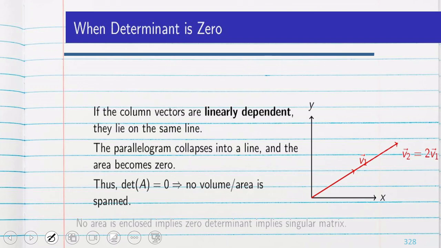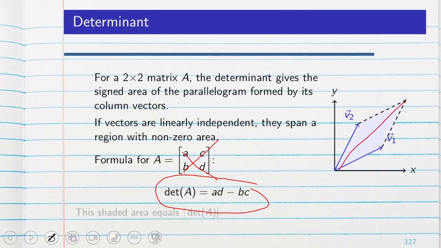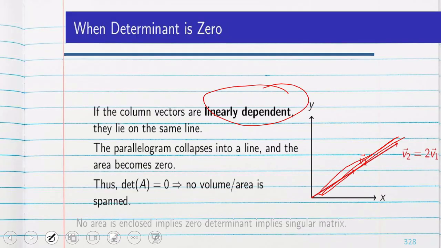When the determinant is 0, the column vectors are linearly dependent, they lie on the same line. So the parallelogram collapses into a line. Previously we had a parallelogram, and this parallelogram collapses to a line. This means they are dependent. The area becomes 0. So determinant 0 means there is no area.